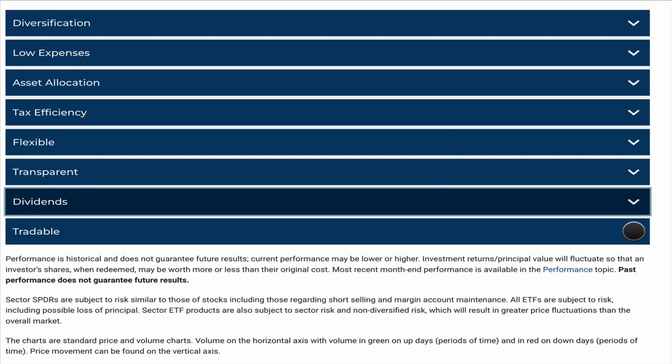And they're tradable, of course. They are easy to trade. So those are the advantages of these sector SPDR ETFs: diversification, low expenses, asset allocation, tax efficiency, flexibility, transparency, and dividends.